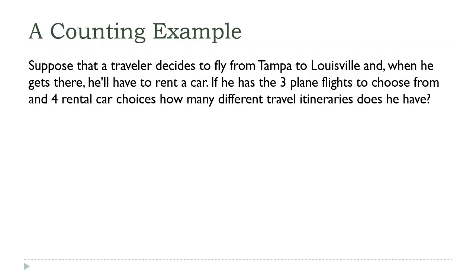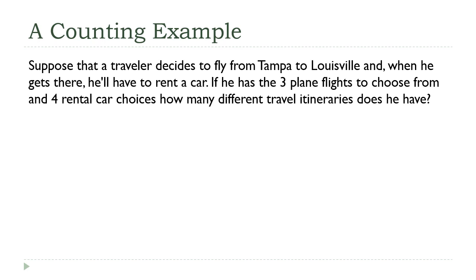In combinatorics, in the study of counting specifically, there are two fundamental rules. One of them is the multiplication rule. One of them is the addition rule. So we're going to talk about the multiplication rule first. And I've got an example here that illustrates how this process works.